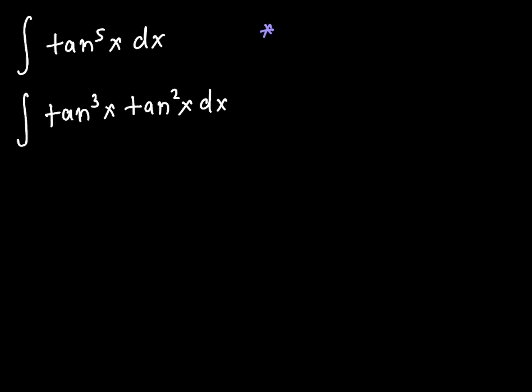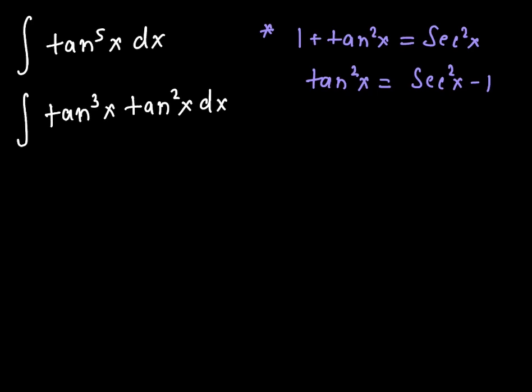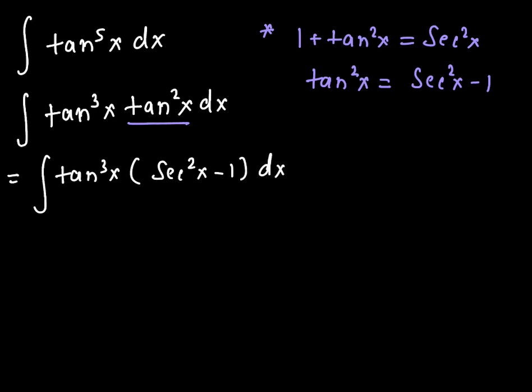Because we're going to use a trigonometric identity which states that 1 plus tangent square x equals secant square x, or we can write that tangent square x is equal to secant square x minus 1. Now we're going to replace this value in here, so we would have tangent cube x into secant square x minus 1 dx.